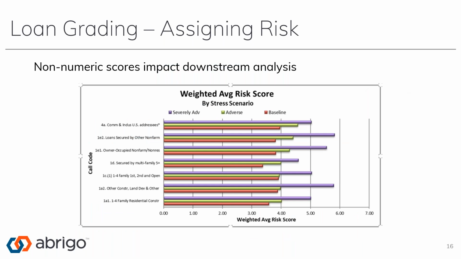So when we talk about loan grading scales, and Thomas, this is a great slide that you pulled up here, non-numeric scores impact downstream analysis, right? I don't know how to do a weighted average on a 4A versus a 4B unless I have to manually convert that 4A to a 4.25 and a 4B to a 4.5 and a 4C to a 4.75. And so now I'm doing a bunch of extra work versus just actually assigning a numeric loan scale across the board.